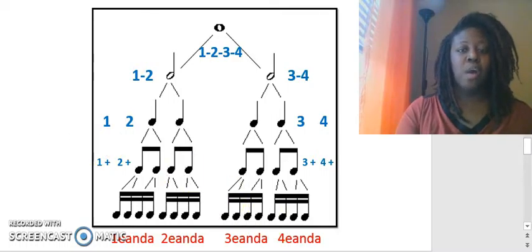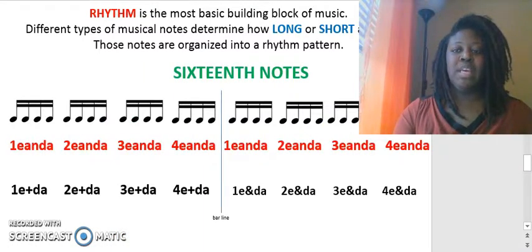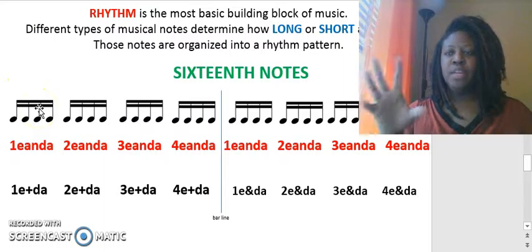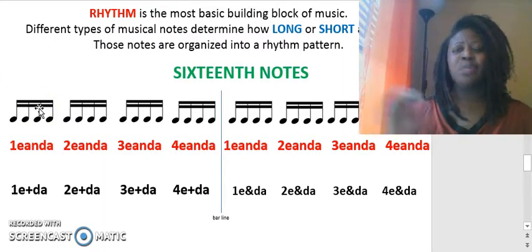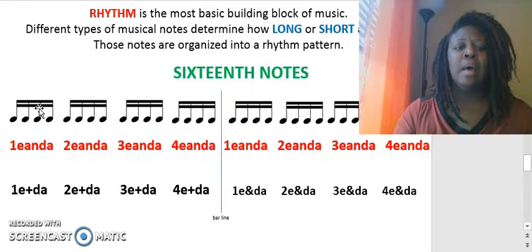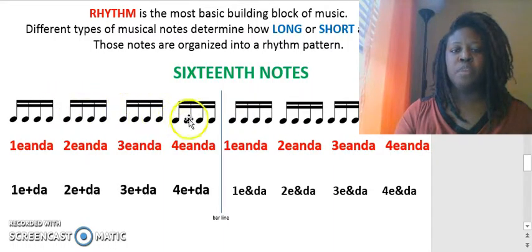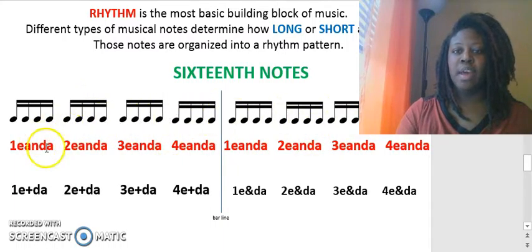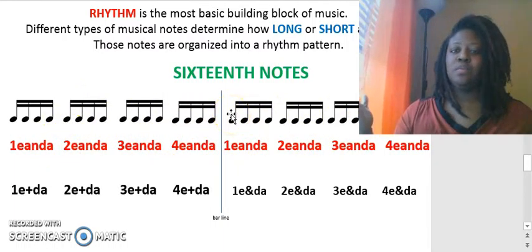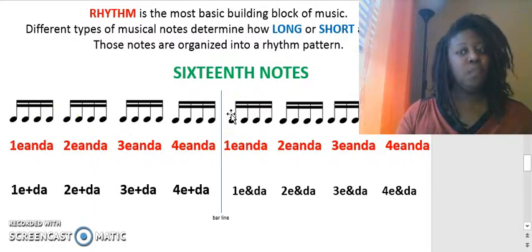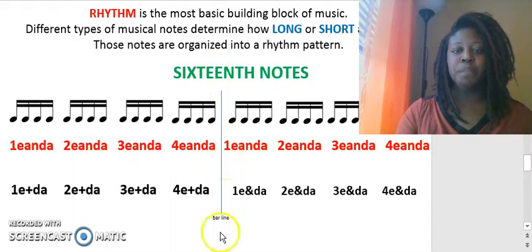Let's see how this looks within measures. I'm not sure if my video was covering the screen or not; I'll see once the video is made. I'm sorry if it is, but you see 1, 2, 3, 4. You see 8 sets of 16th notes across the top. All it is is 1 E and a, 2 E and a, 3 E and a, 4 E and a, 1 E and a, 2 E and a, 3 E and a, 4 E and a. That's all it is. You see we have our bar line right here.